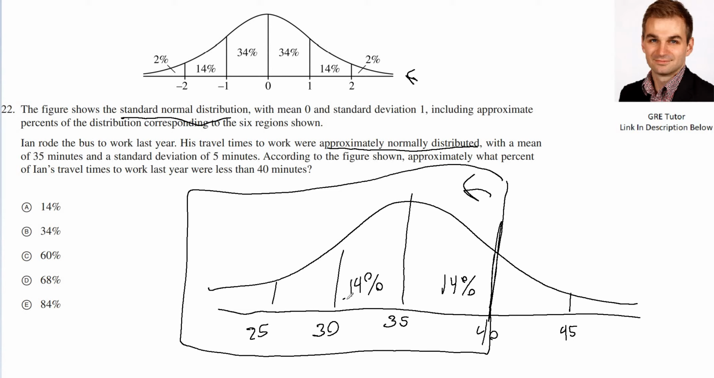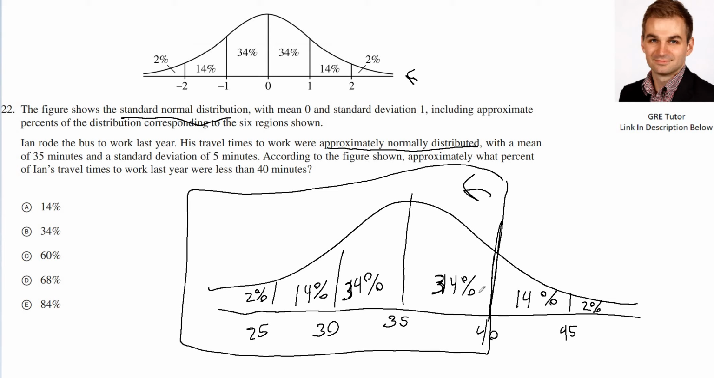Oh, sorry, this should be 34. I'm so sorry. Fix that really quick. 34. This is 14. This is 14. And this is 2. Okay, that makes more sense. Alright. Good. Okay, so we want to find what's 40 and below.